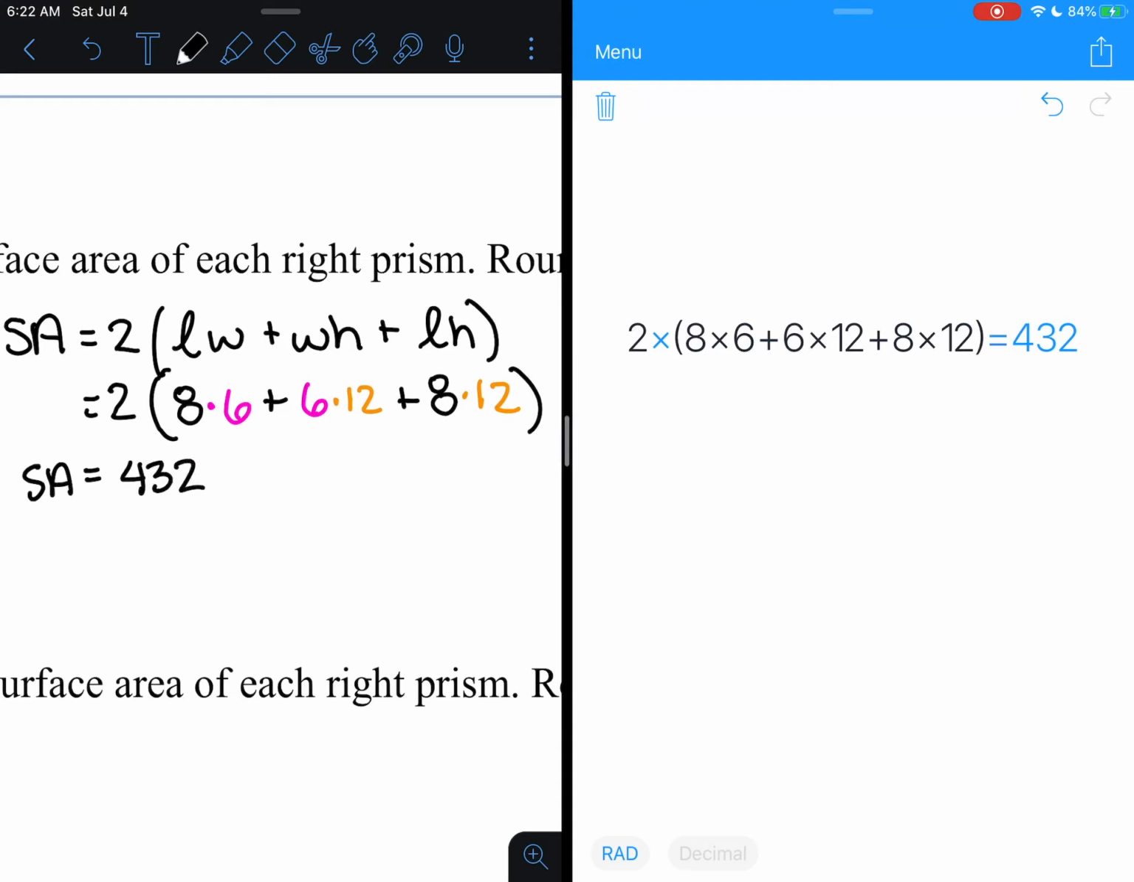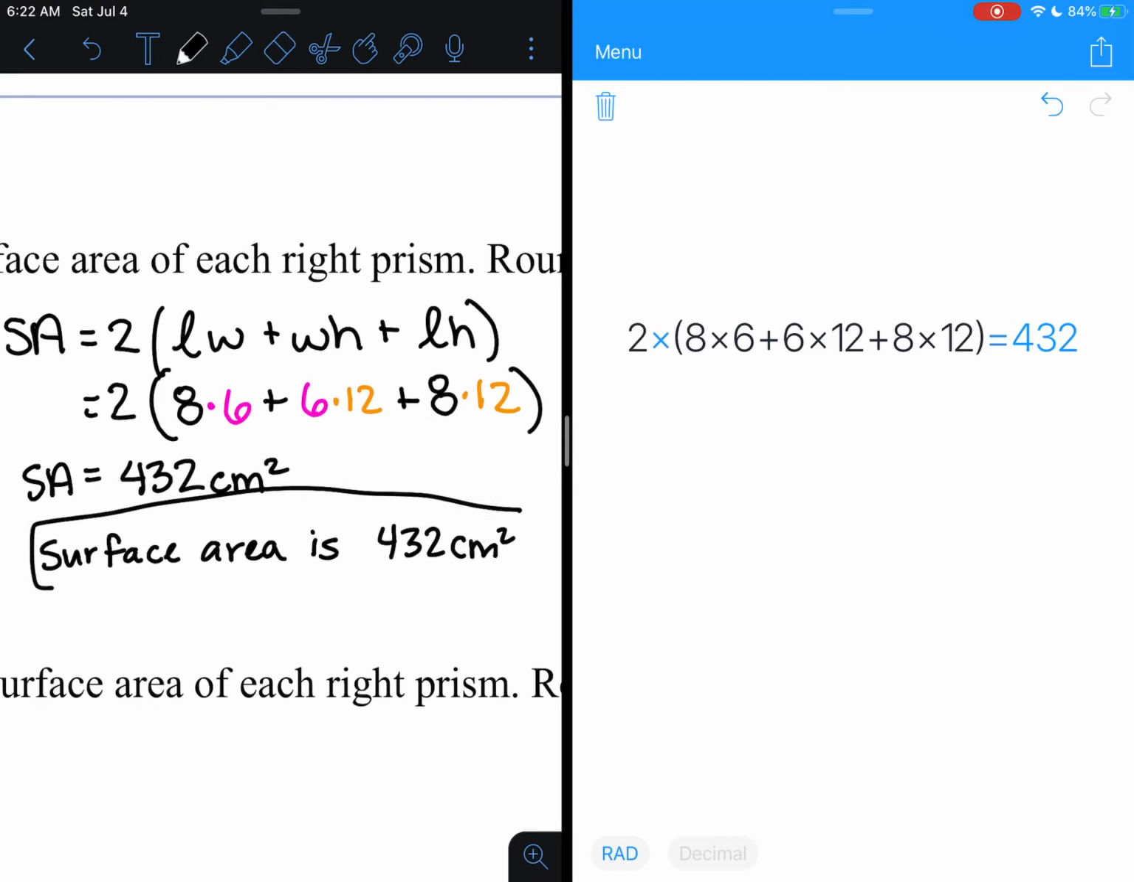Now, anytime we have area, lateral area, surface area, base area, area is always units squared. So our units here are centimeters, that's two-dimensional. And so unit squares means centimeters squared or centimeters raised to the second power. And so I would say the surface area is 432 centimeters squared, and I'm going to put a box around it because that is my final answer.